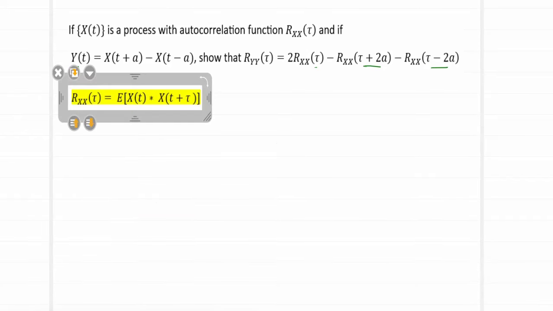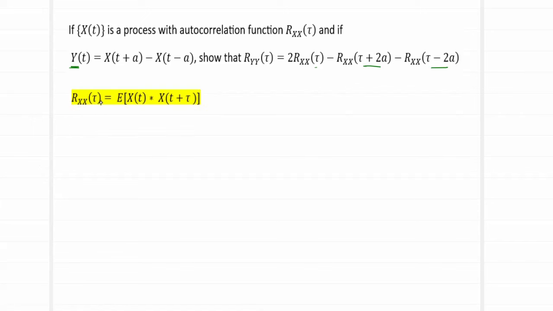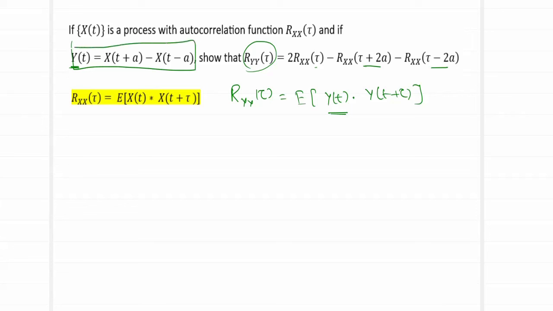We recollect the formula as Rxx of tau equal to E of x of t into x of t plus tau. But in place of Rxx, what we know is Ryy. So Ryy of tau will be the expected value of y of t product y of t plus tau. Now y of t has already been given to me. This is my y of t, and I'll be making use of this.